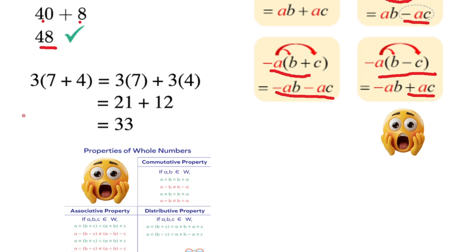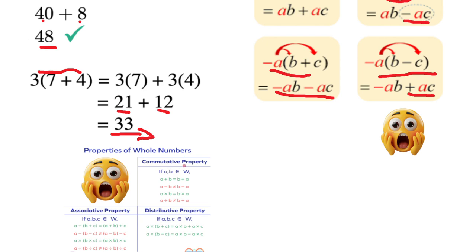And then our last one, it's 3 distributing to the 7, and 3 distributing to the 4, which gives us an answer of 21 and 12. Therefore, our final answer is 33.